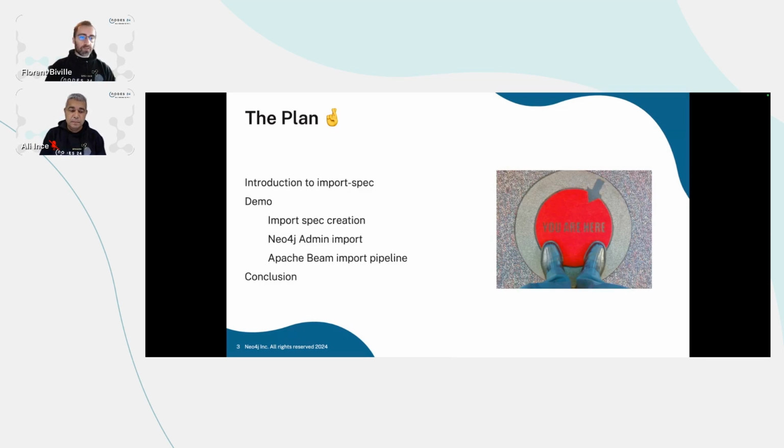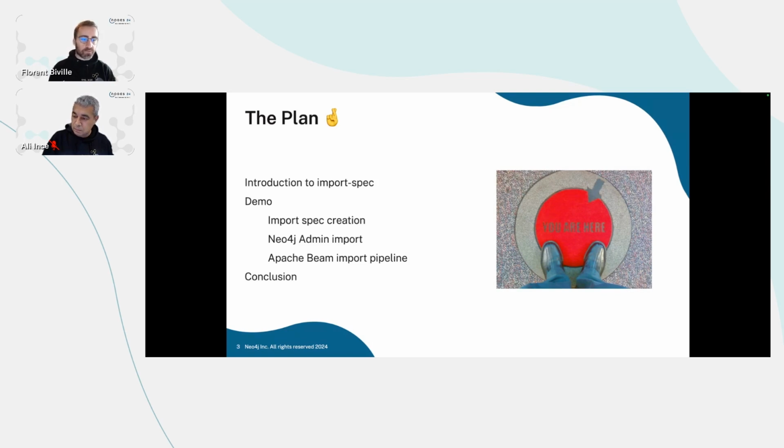And so what we're going to talk about is actually called import spec. So that's an import surface for import payloads, import jobs, really. So we're going to talk about that first, like how it came to be, what it is, what are the concepts related to that. Then we'll actually spend a big chunk of our time today together to demo it. So first by creating a simple spec, and then seeing the spec being leveraged in two very different runtime environments.